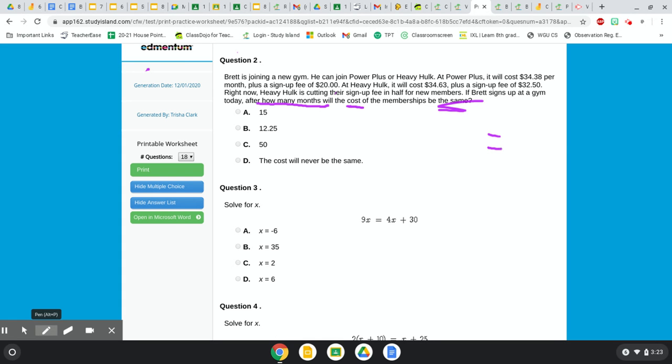When it says how many months, that's something we don't know. When we have an unknown, we use a variable. So I'm going to say that x is the number of months. Okay, so I'm just going to lay that out now.